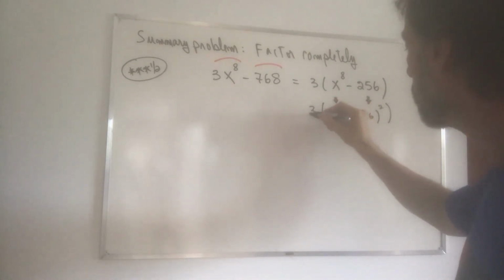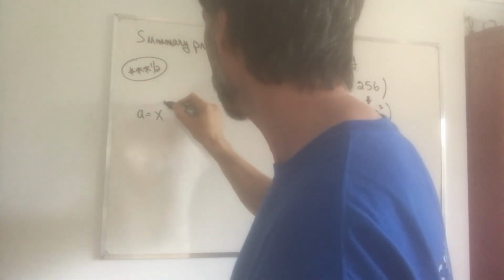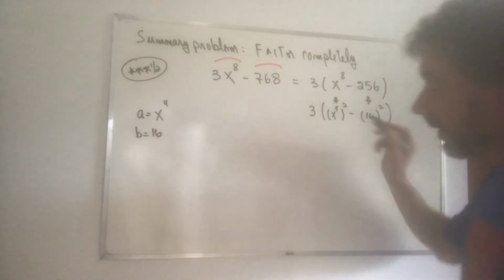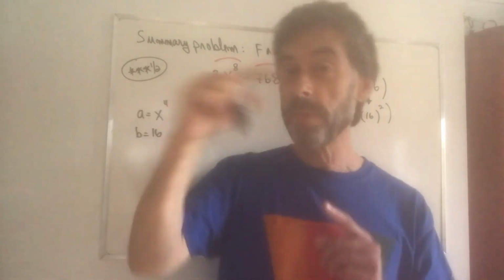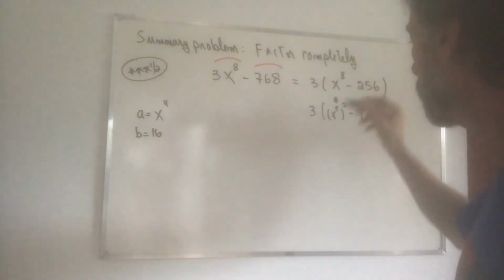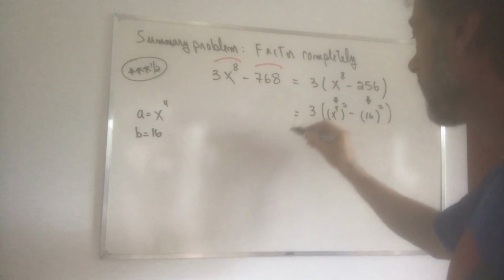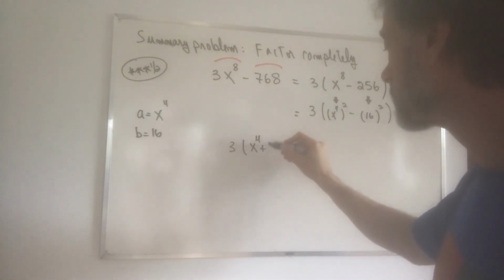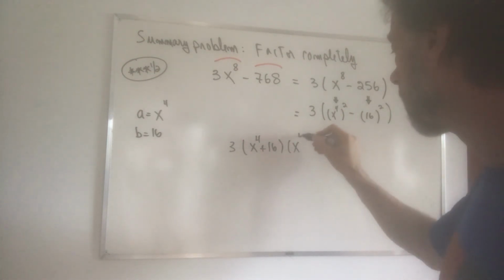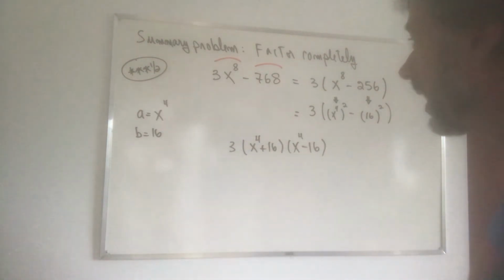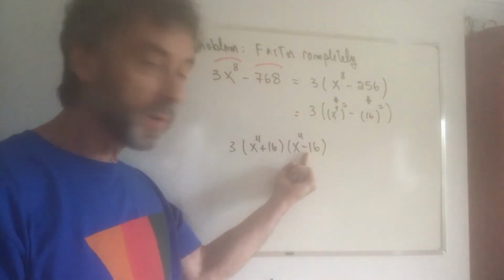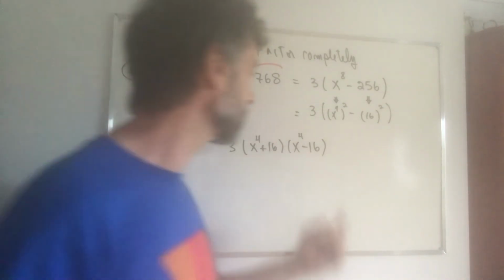All right, so here, my a is x^4, and my b is 16. And what I have is a squared minus b squared. That's now back to the first case today, difference of squares. So difference of squares, what am I going to get? I'm going to get 3 times x^4 plus 16 and x^4 minus 16. Aha! Factor completely takes its full meaning here because I got a feeling that x^4 minus 16 is yet again a difference of squares.